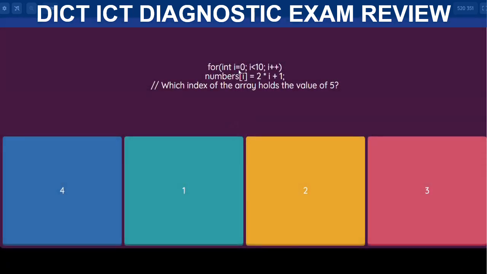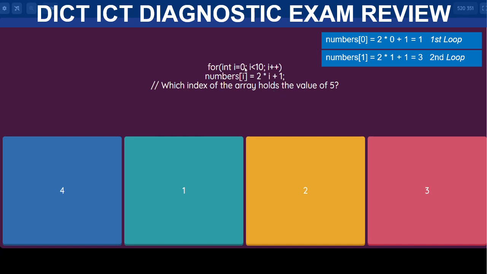For int i equals 0, i less than 2, times i plus 1. The initial value of i is 0. So 2 times 0 plus 1: 0 plus 1 is 1, times 2 is 2. So the first value is 2.